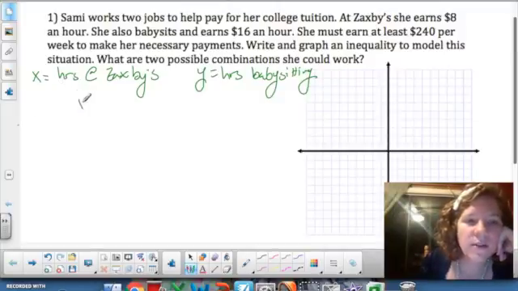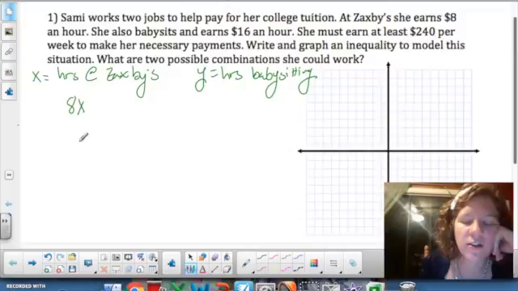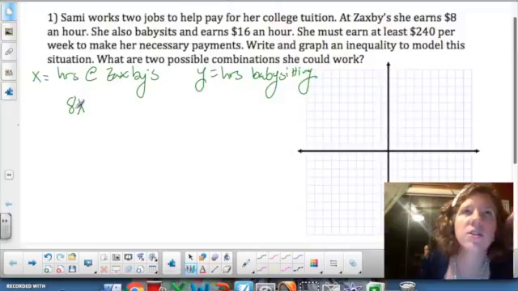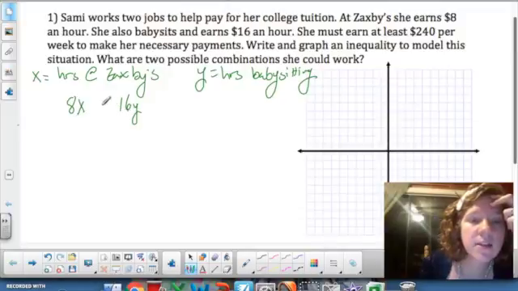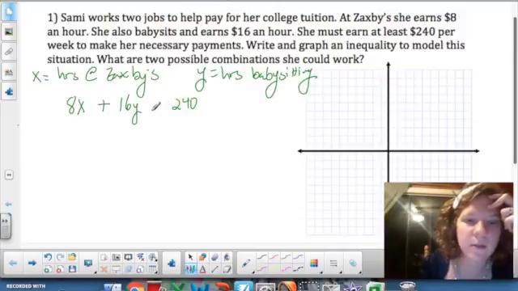We know that for those hours at Zaxby's, however many hours she works, she's going to make $8 for every hour. So if she works 1 hour, she gets $8. 2 hours, she gets $16. So that's going to be a multiplication issue, so I'm multiplying 8 times x. Babysitting works very much the same way. I've got $16 for every hour, so that's going to be multiplication. The money she makes at Zaxby's and the money she makes at babysitting gets added together, and our goal is $240.